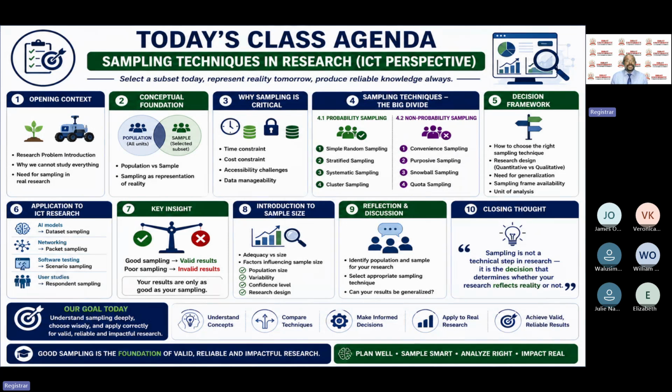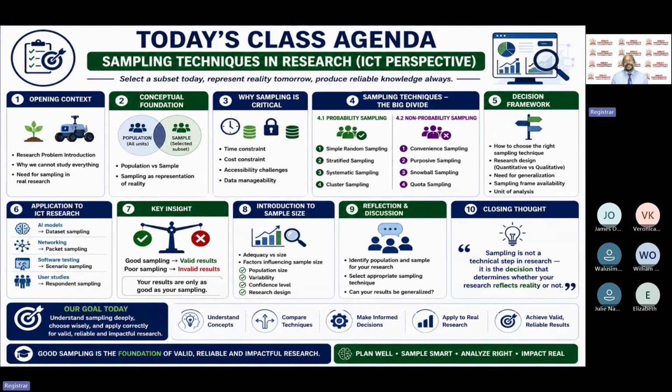So sampling is a representation of reality, as I told you before. Now, why is sampling critical? That is the most important thing. I told you, it is good if you can take data from the entire population under study, but there are time constraints, cost constraints, accessibility, and data manageability. So there are a lot of things that make us embrace sampling.